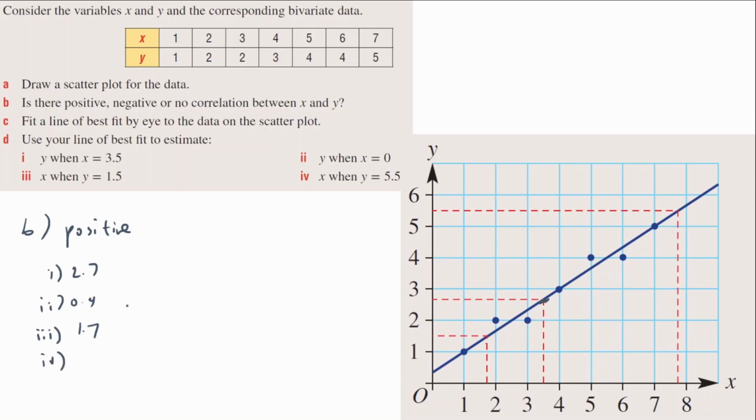And part 4, X when Y equals 5.5, so that's up here. X value is about 7.8. So that's how I'd use the graph to make some predictions. Alright, now it's your turn.